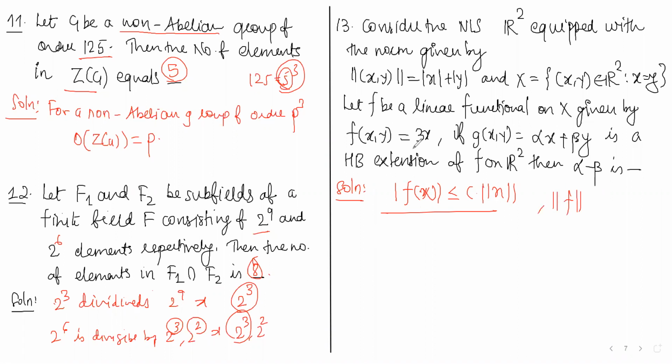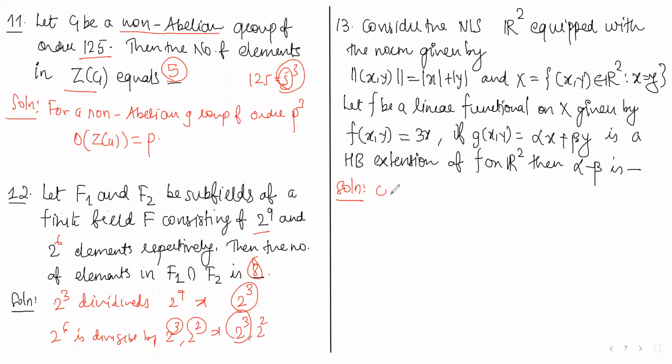If I calculate this norm of f, there is no need to calculate the norm of g, because I know that by Hahn-Banach extension, the norm of g will be the same as the norm of f. So I'll be getting some conditions on alpha and beta, and this is what they're asking: what will be alpha minus beta. So let's begin with the process.